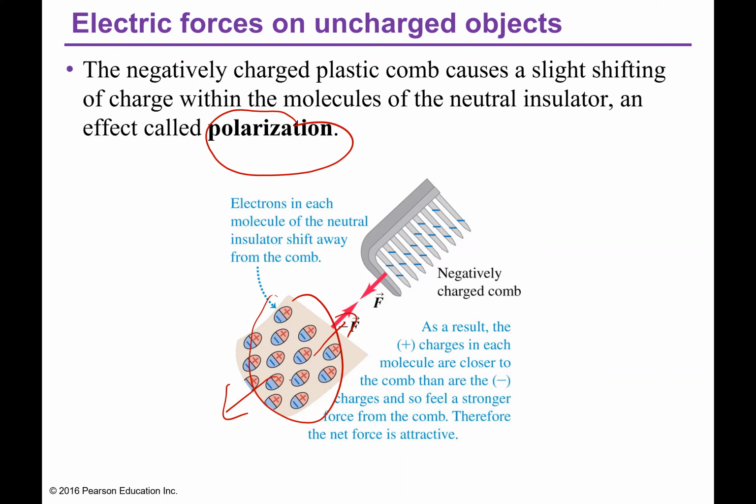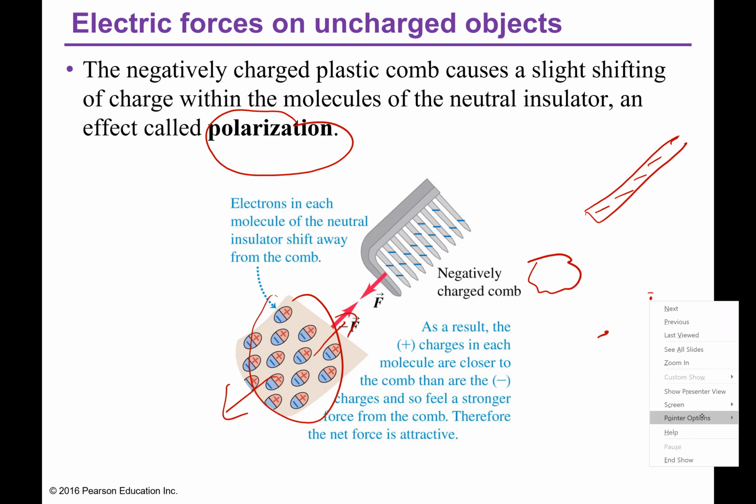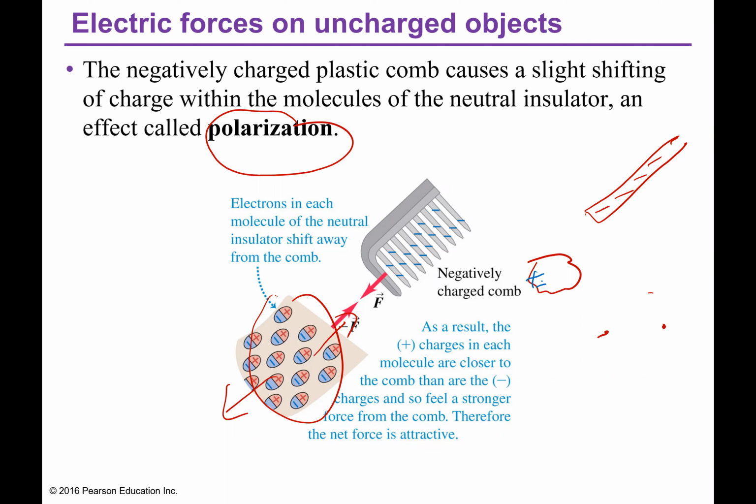But eventually, think like this. Let's say here's a piece of paper, and this is your object. Your object is negatively charged. That means all the positive charges will be attracted and move toward the rod, and all the negative will be repelled and move away.